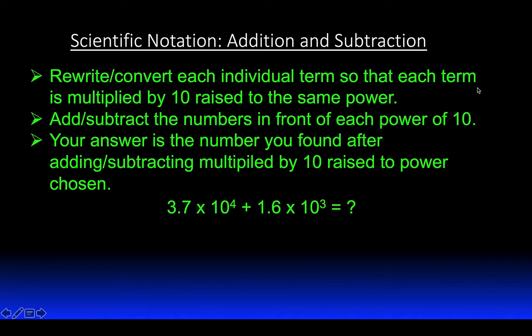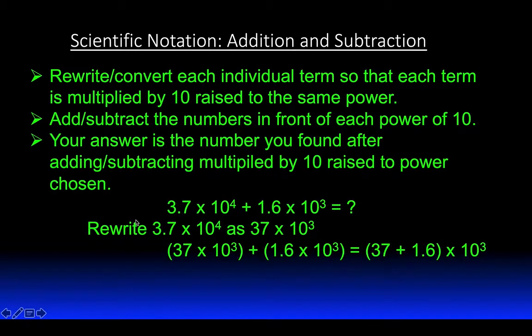So, as an example, how would we add these numbers together? The way I'm going to think about this is I notice 10 to the 4 and 10 to the 3 are not the same power of 10. I want them to both be the same power of 10. So I'm going to rewrite the first term, 3.7 times 10 to the 4, as 37 times 10 to the 3. I basically took away 10 from this term and I gave 10 to that term, so I didn't really change anything. At this point, I will put parentheses around my numbers just to help group them.